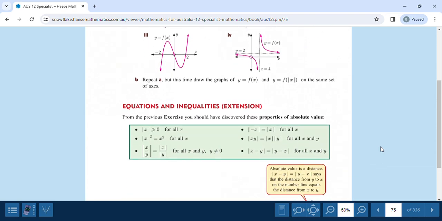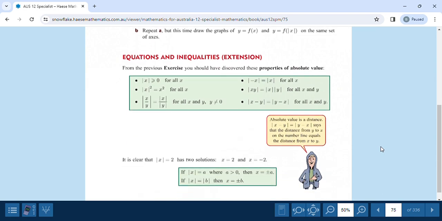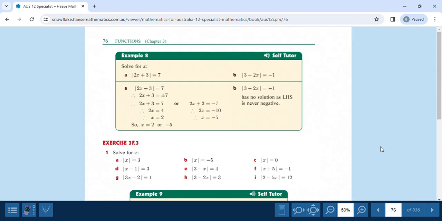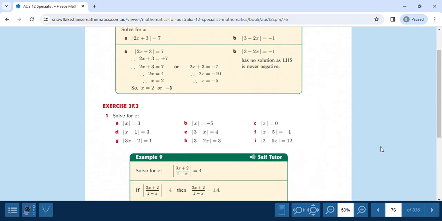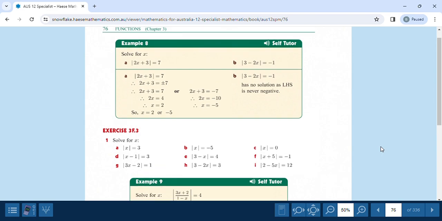And then an extension here, where we've got a modulus and we're looking for the solutions. So the modulus of 2x plus 3 in the example. When you remove the modulus, you make the right hand side plus or minus, and then you'll get two solutions. And in B, if you have the modulus equals a negative, that can't exist, because the modulus of anything is always going to be positive. So that's got no solutions in B.